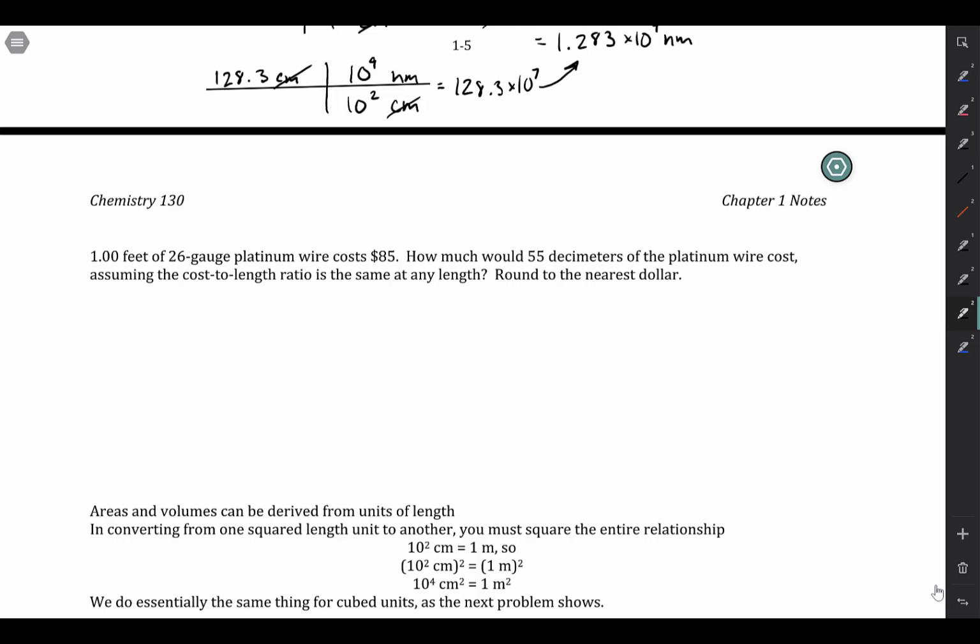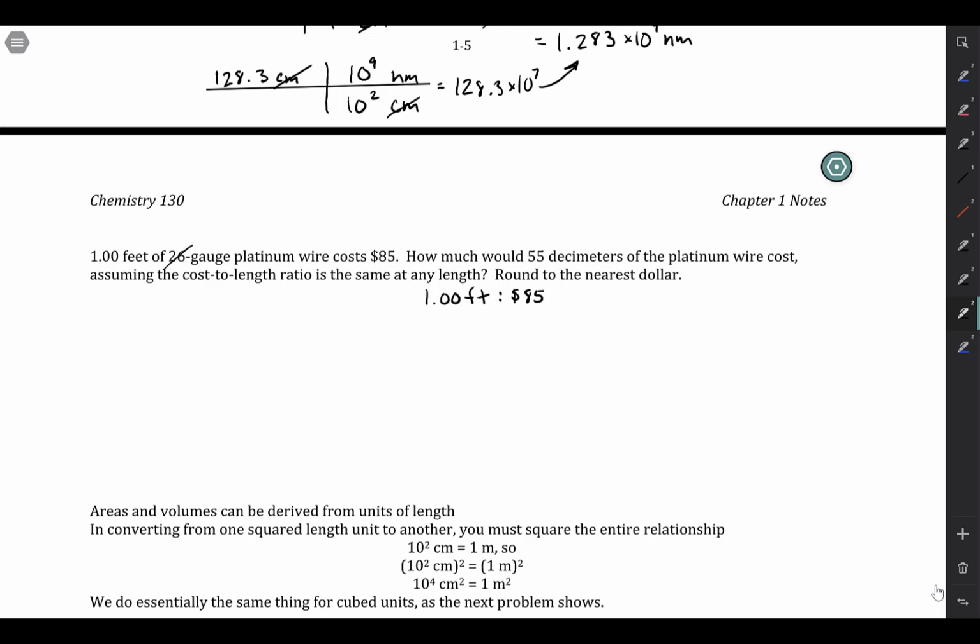One thing I would like to note when I'm doing these problems, the fact that it's 26 gauge is irrelevant. Numbers can sometimes confuse students, so I'm just going to cross that out and say it's platinum wire. So we say that 1 foot of platinum wire costs $85. As an equivalence relationship here, I can say that's 1.00 feet is equivalent, which means I'm just going to use 3 lines, or I could just use a colon if I wanted to, and just to say that this is the ratio. The ratio is 1 foot is going to be $85. Either notation would be fine.